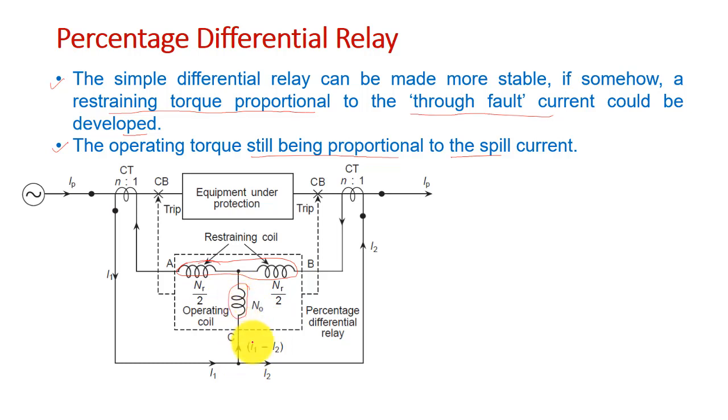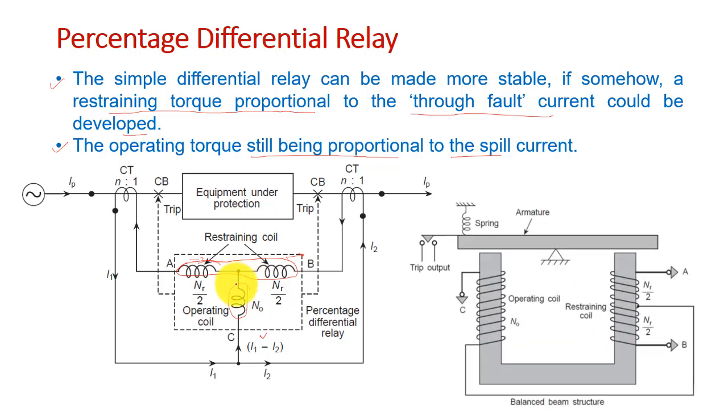Now through the spill path the current is I1 minus I2, which in fact activates the operating coil, and in the restraining coil the current passing through is I2 here, in NR I2, and here it is I1. So, therefore, both the coils will produce a restraining torque.